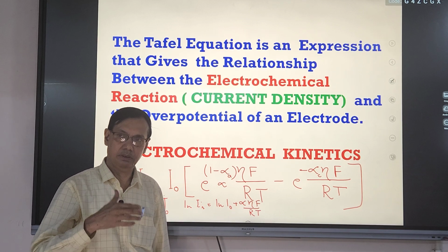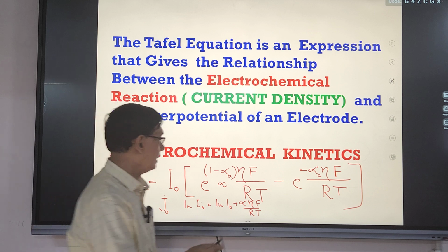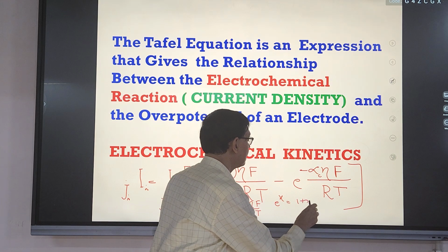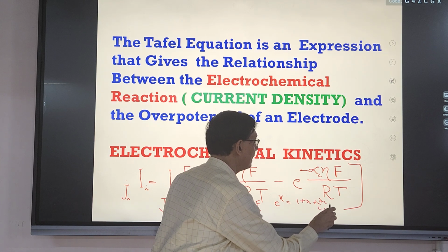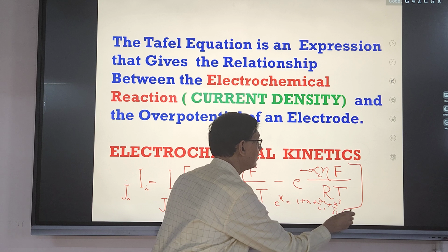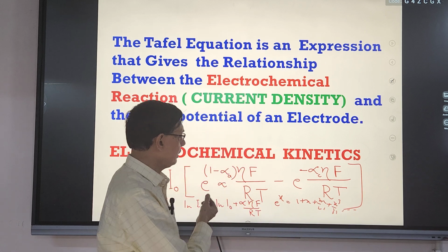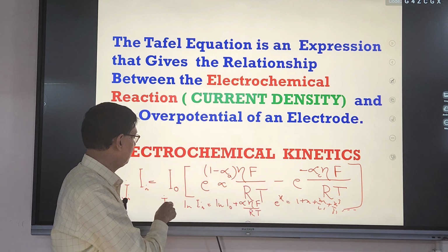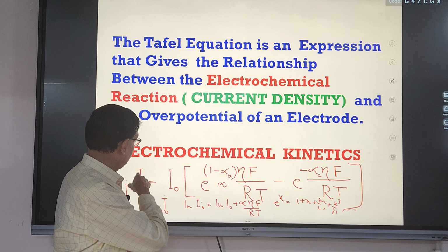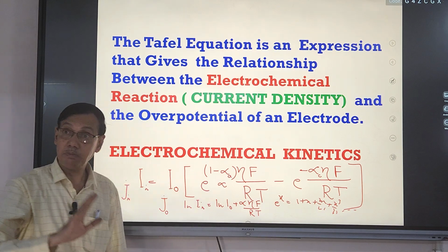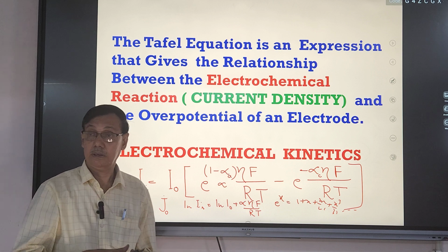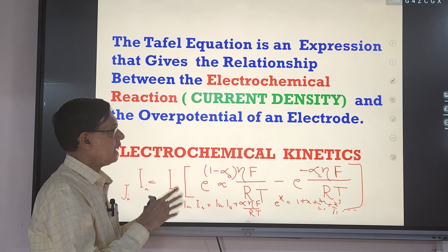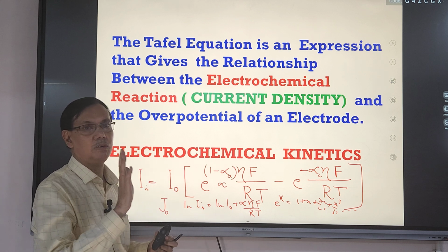Then if you are a mathematics student, you can understand, if I expand the exponential, 1 plus x, x square by 2 factorial, x cube by 3 factorial like that. Because the value of x is very low, we will consider only 1 plus x. Then you can get a relationship between the exchange current and the overpotential. That is a part of the Butler-Volmer equation. Don't confuse with that equation. Today I am concentrating only on the Tafel plot and Tafel equation, not more than that.